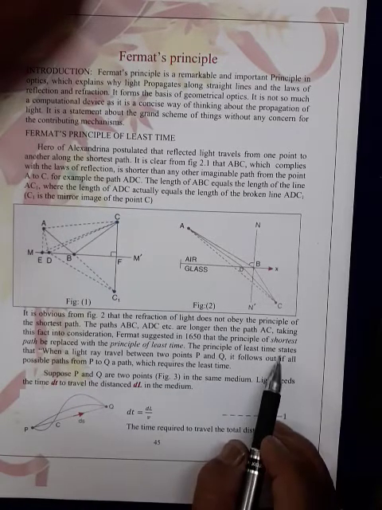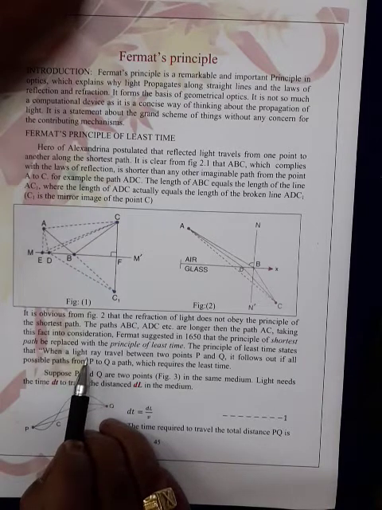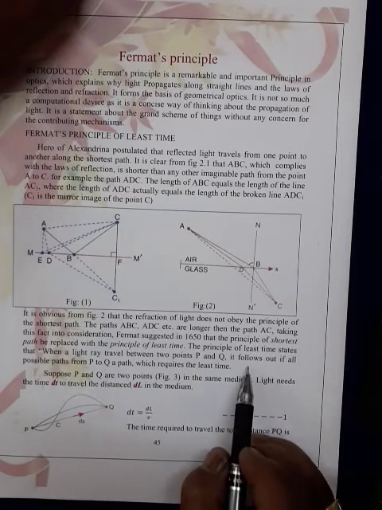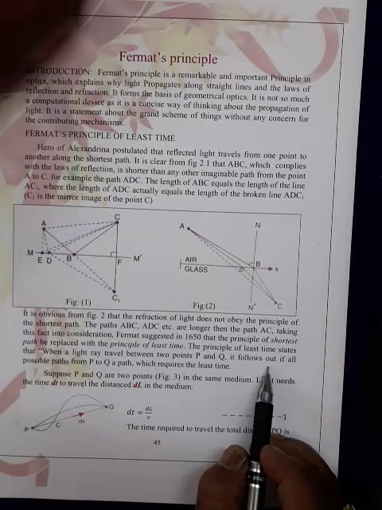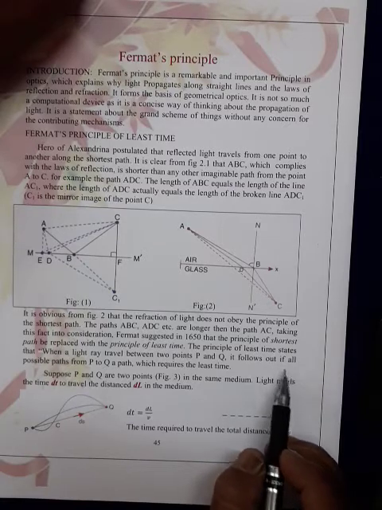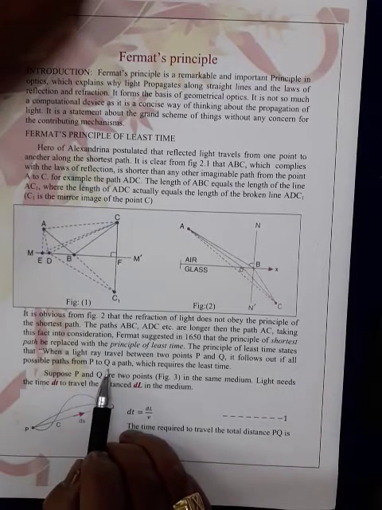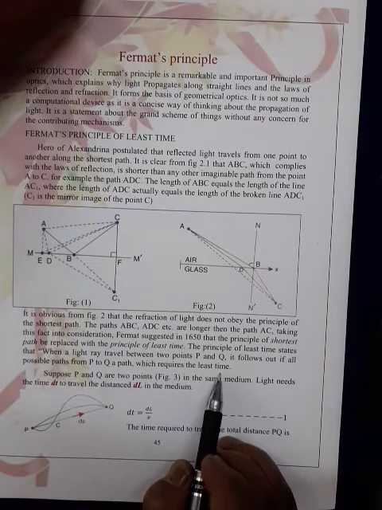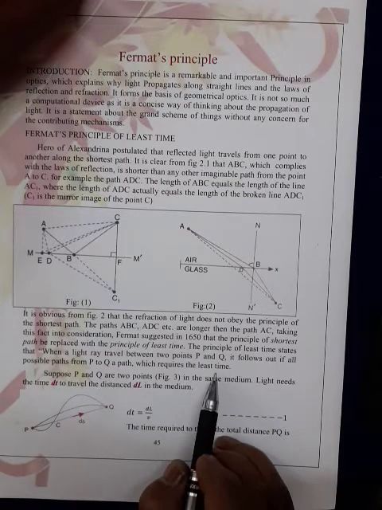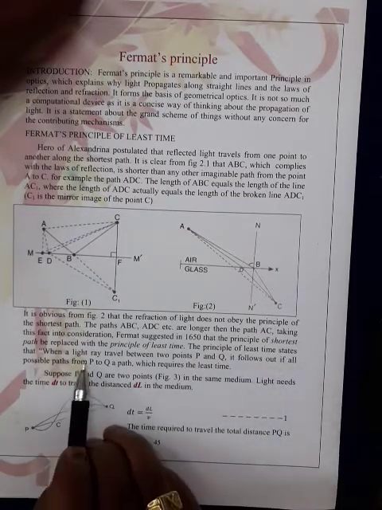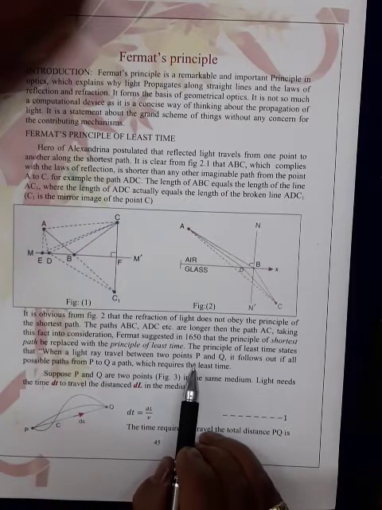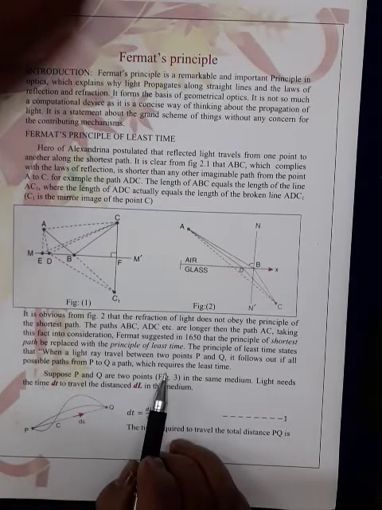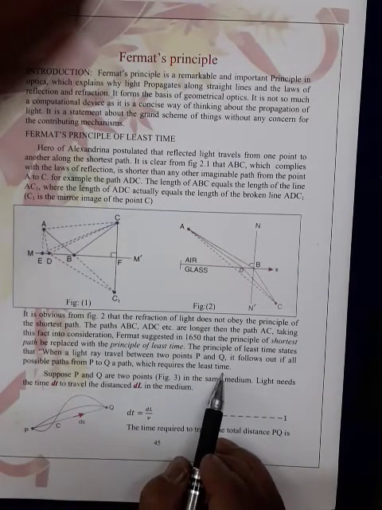The principle of least time states that when a light ray travels between two points P to Q, it follows, out of all the possible paths from P to Q, a path which requires the least time. The principle of least time states that when the light ray travels between any two points, it follows out of the possible paths the one where it requires the least time.